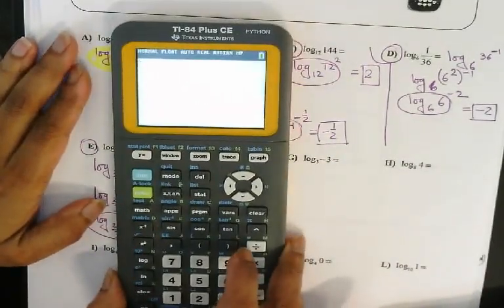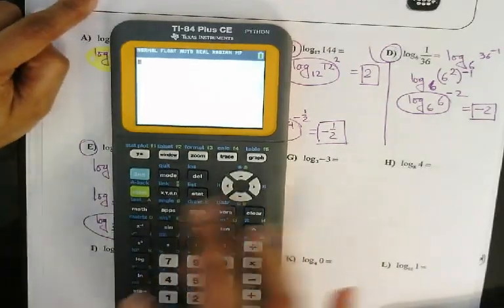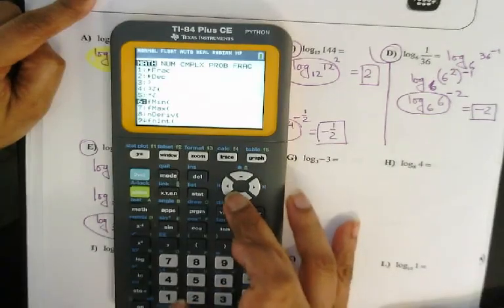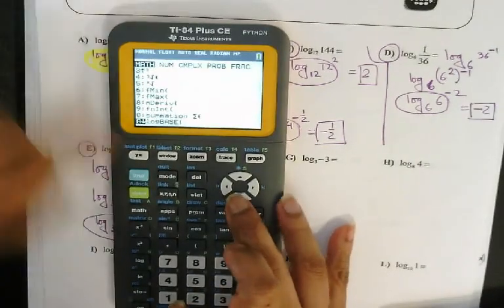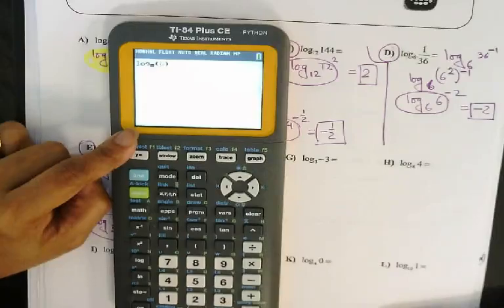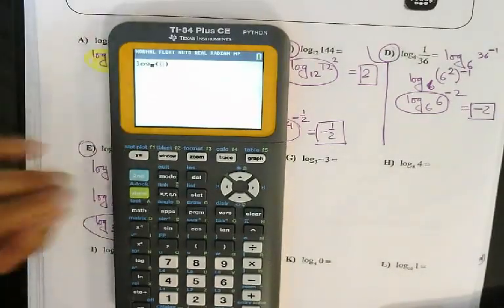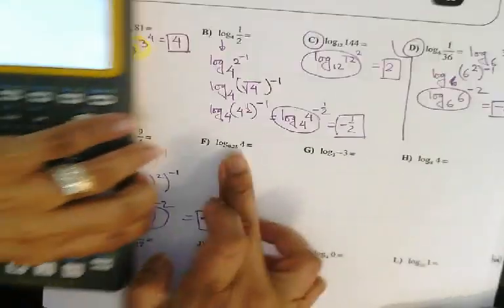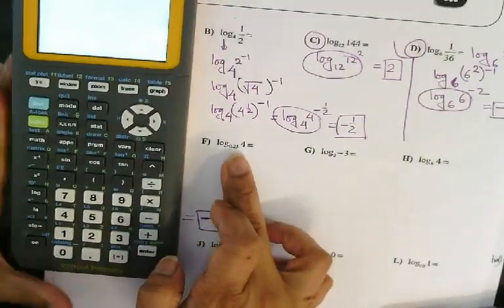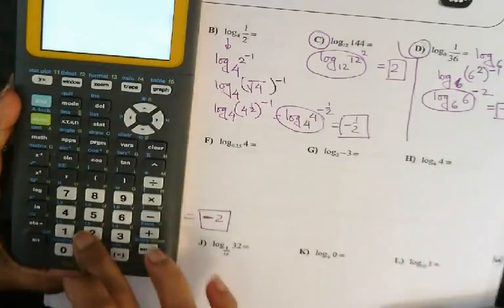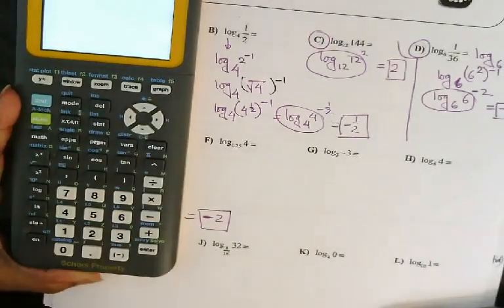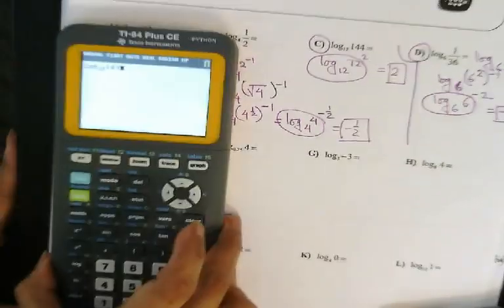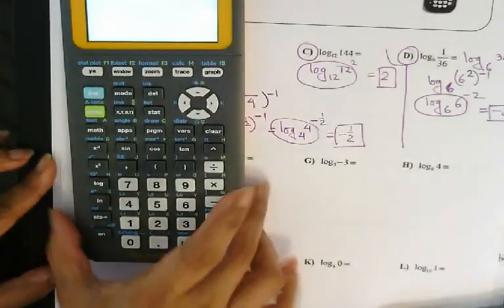Now there are two different ways you can do it. One is go to math and then keep going down, and if you go to A, hit enter, it's going to bring you to this log base, and whatever base you want to put. I'm putting for F, so log 0.25. And over here we can plug in 4.